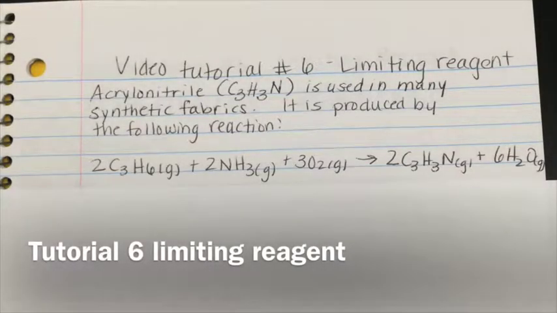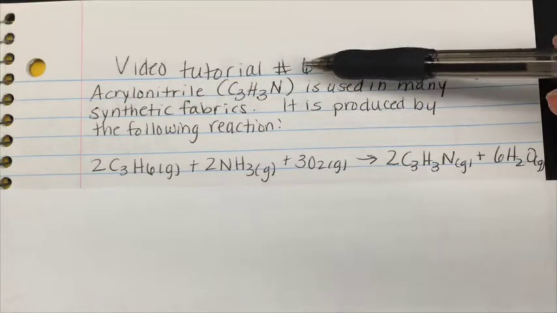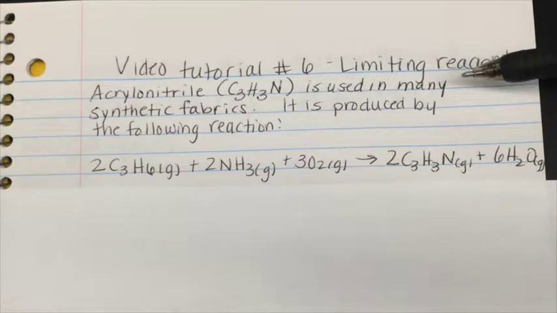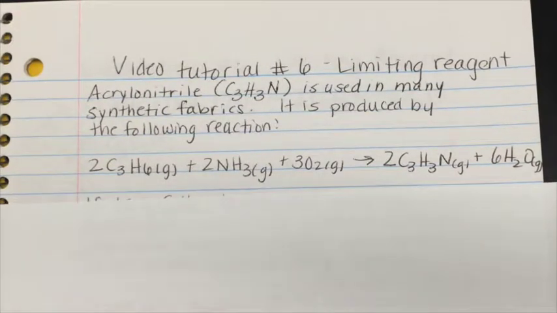This is video tutorial number 6, limiting reagent, and the problem is written at the top. Acrylonitrile, C3H3N, is used in many synthetic fabrics. It is produced by the following reaction, and the reaction is given, and it's already a balanced equation. So this is the reaction we'll be working with.